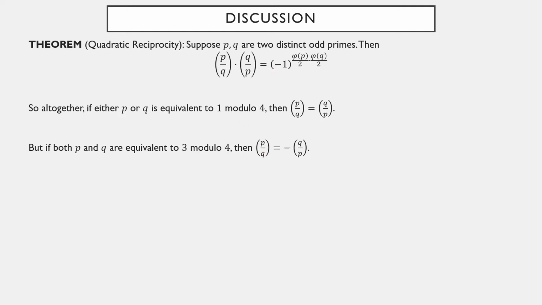So this is how we're going to apply the law of quadratic reciprocity. If both primes are equivalent to 3 modulo 4, the two Legendre symbols are opposites. If either one or both of them is equivalent to 1 mod 4, the two Legendre symbols are equal.